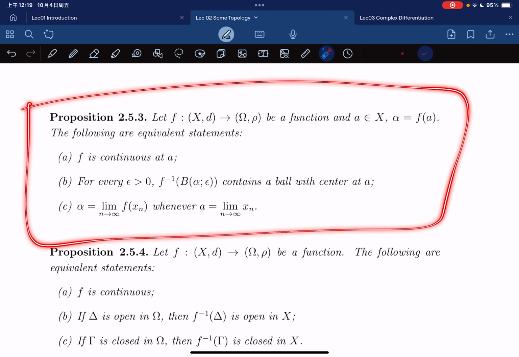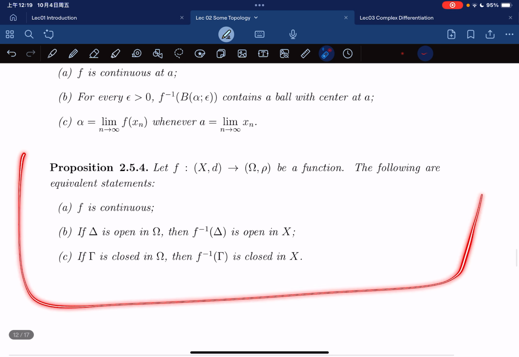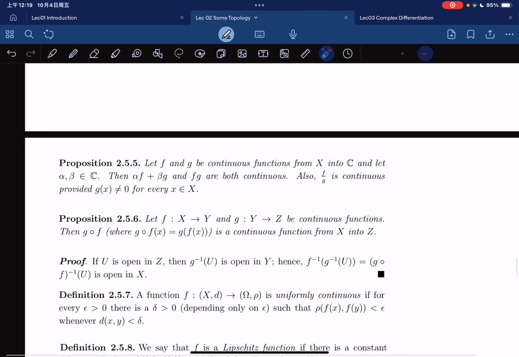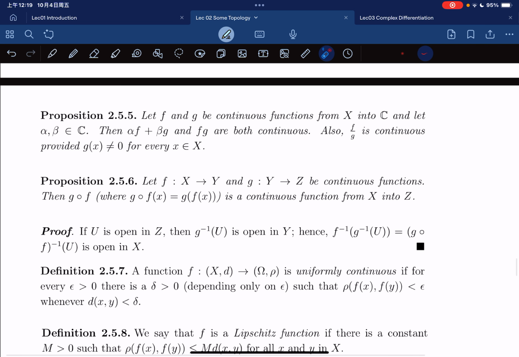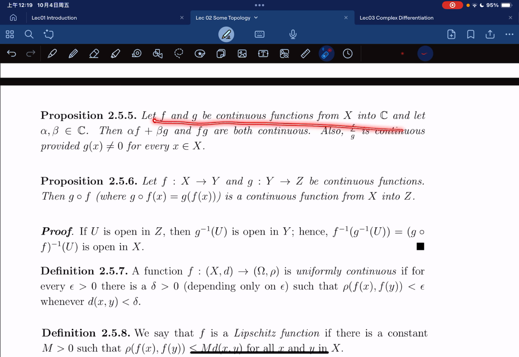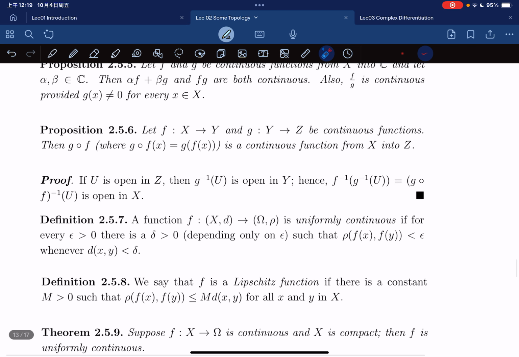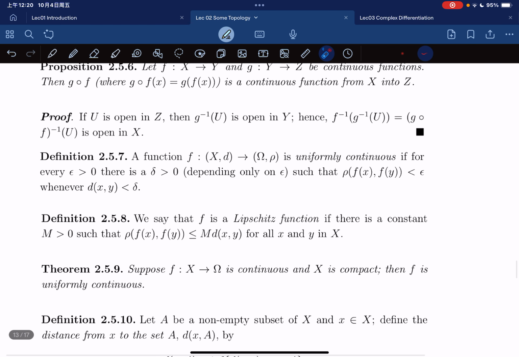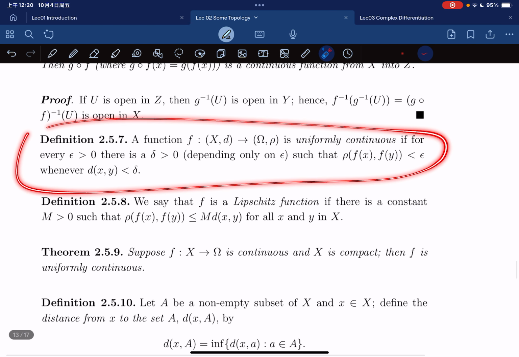some characterizations of continuous functions. Maybe just take a look at this. And yeah, this is interesting. For any continuous functions, the linear combination or the product of continuous functions is continuous, and even the quotient. The proof is just by the sequential characterization of limits. Right? A composition of continuous functions is continuous, and uniformly continuous, we all know that.